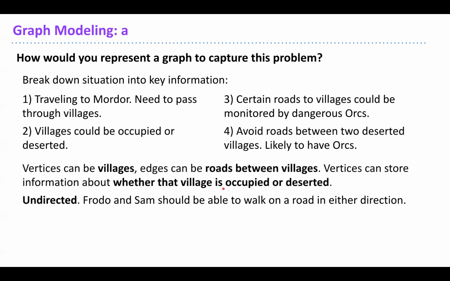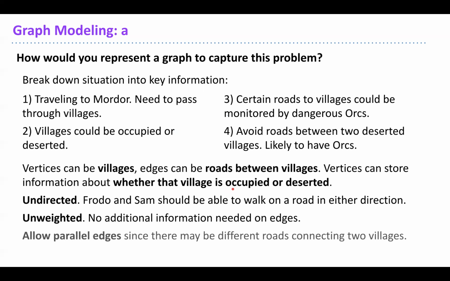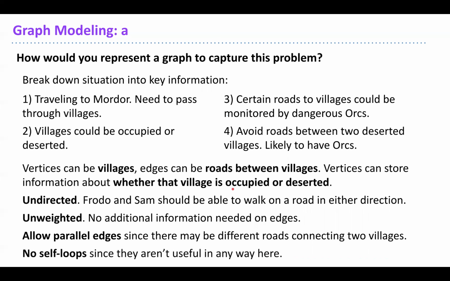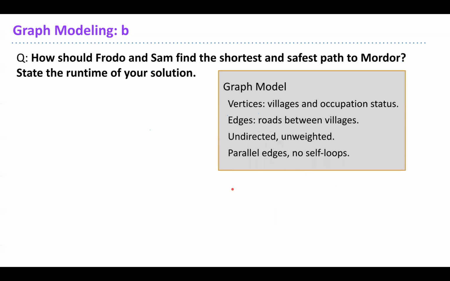So again, we can have an undirected graph because we want our two people, Frodo and Sam, to be able to walk to and from the villages. And it could be unweighted because we already capture our deserted or not deserted information in the vertex. So we don't need to capture any additional information in the edges. We will also allow parallel edges since there may be many different roads connecting two villages. Also, there's going to be no self loops since they are not useful in any way here.